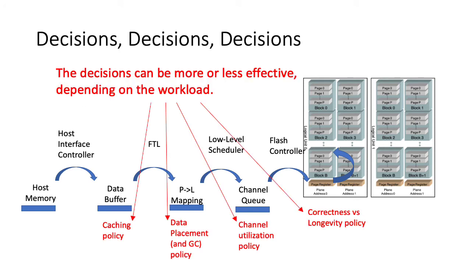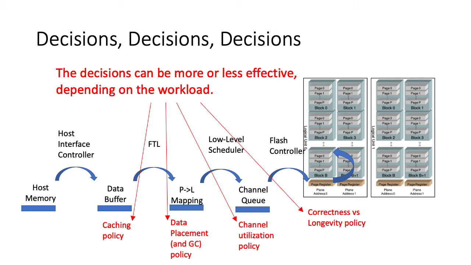There are several decisions taken along the way. They reflect the policies that the device implements. For instance, a caching policy for when we need to get rid of something in the buffer to make space for something else coming in, as well as a data placement policy, a channel utilization policy, a policy that balances the strength of the ECC and the longevity of the device, and these are only a few examples.